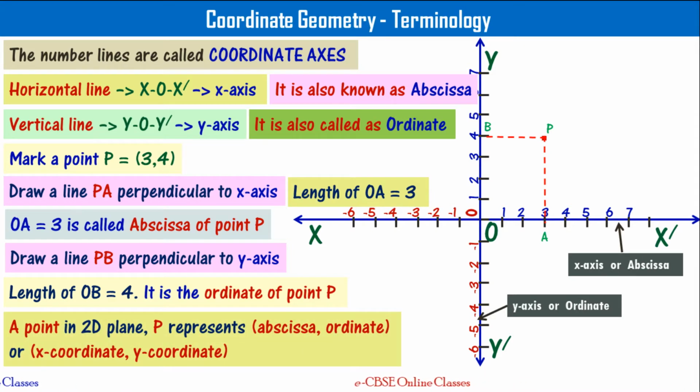A point in the 2D plane, for example P, represents a pair of real numbers. Those are abscissa and ordinate, or the point P represents the x coordinate and y coordinate of the point.